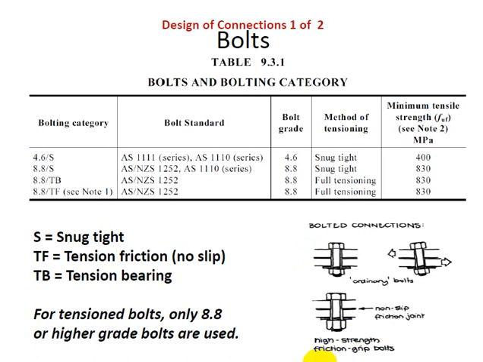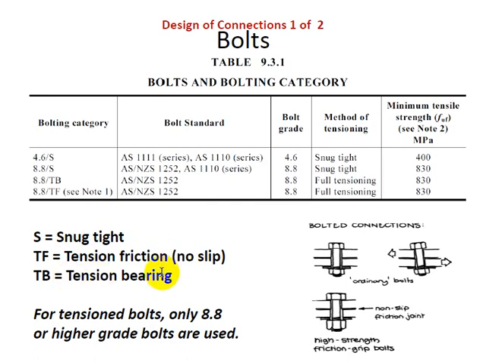All right, so we're going to talk now about this table. 4.6 means 400-something, so 400 megapascal here. This is exact. 8.8 is actually 830 megapascal, and 8.8 TB, 8.8 TF. So what we want to know is, what are S, TF and TB? We have a slide to discuss that later, but just take it now that S is snug tight, TF is tension friction, no slip, and TB is tension bearing.